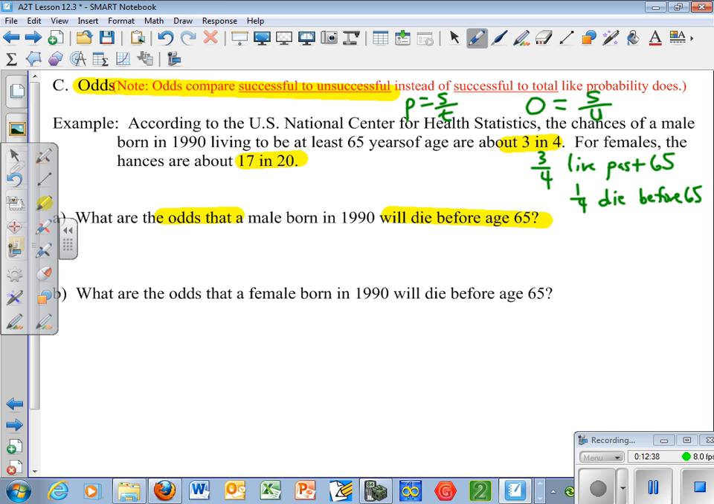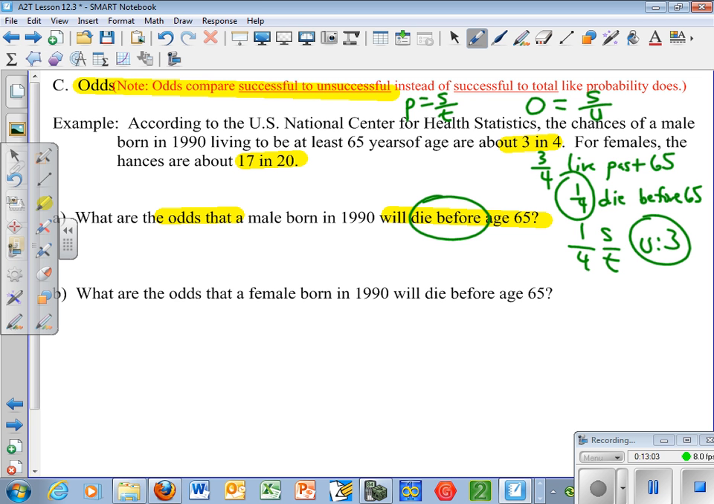So you've got to really, and that's what we're talking about right here. So the probability that they don't live to 65 is 1 out of 4. So what are the odds? That means 1 out of 4 success to total. So unsuccessful then is, if I take the total 4 and subtract 1, would be 3.